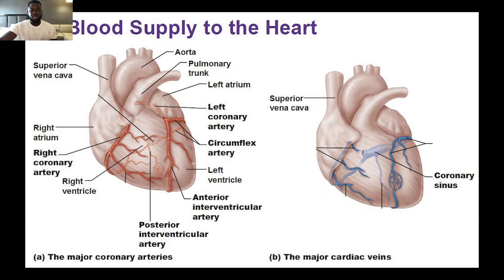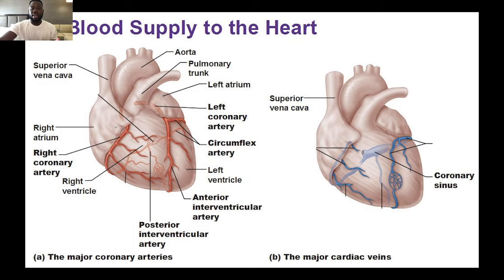Now what's important here, let's talk about this also. The posterior interventricular is also at the back, but what's important is that there's something called left dominant or right dominant. It means that in 80% of the general population, the right coronary artery supplies the back of the heart, the SA node and then the AV node. So that means the person is right dominant. But if the left coronary artery is the one supplying the SA node and the AV node, that means the person is left dominant. And we have to know that 80% of the population is right dominant.